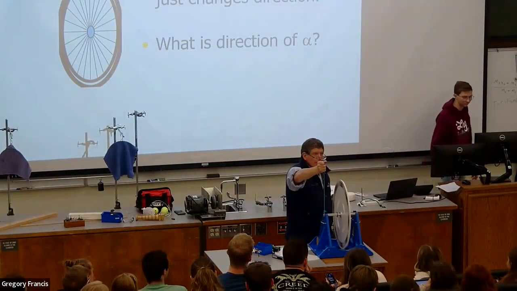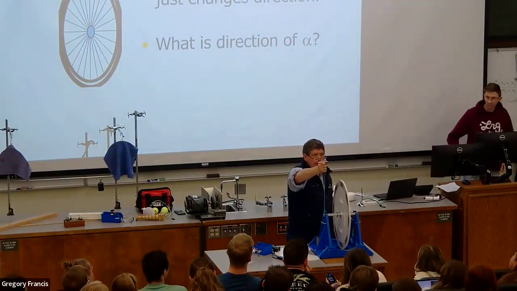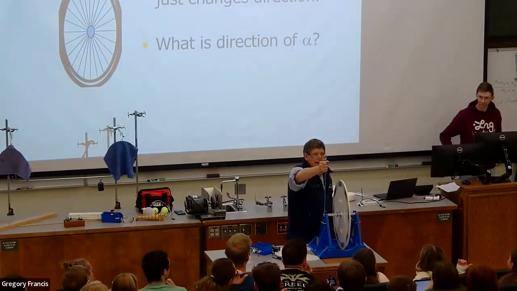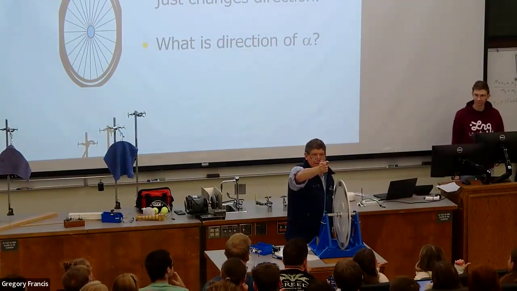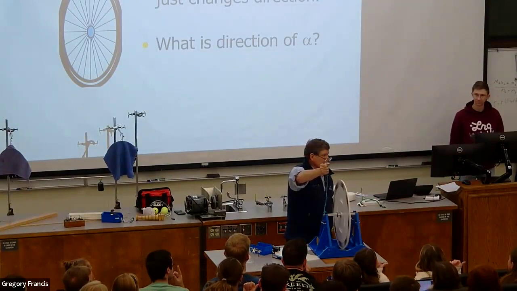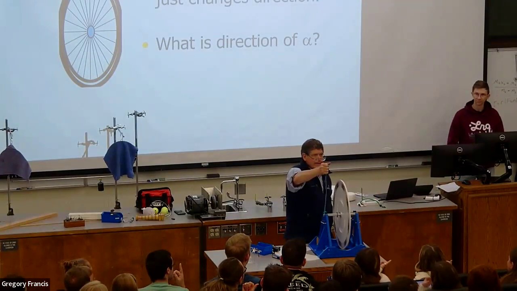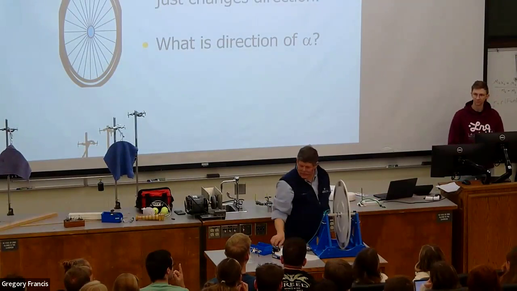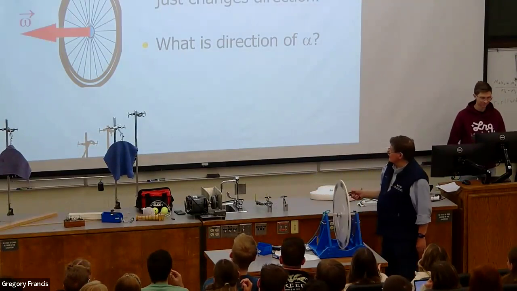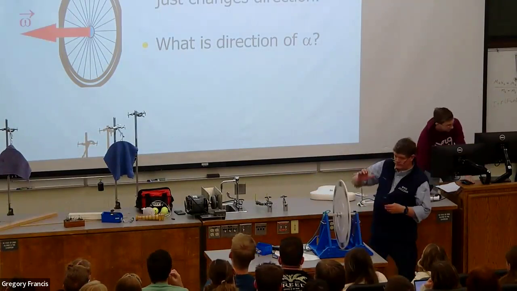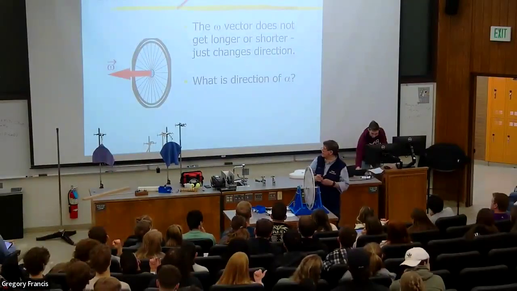What direction's the omega vector? Point with your finger, everyone. The omega vector, that way. What direction's the alpha vector, people? Point that way. No, you're not doing it. Let me see if I can help you. The omega vector was out. In this case, it would be that way.